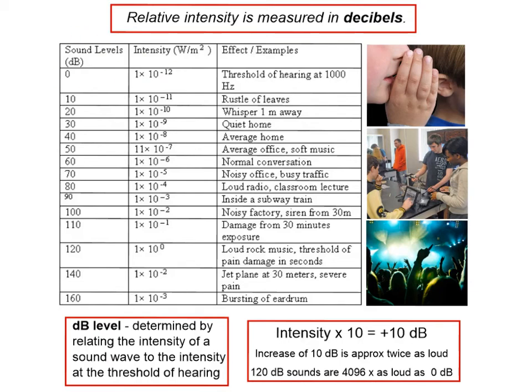And when we multiply the intensity by 10, we add 10 decibels to our decibel level. And so a difference of 10 decibels means that the sound is approximately twice as loud. Because the volume doubles each time the decibel level is increased by 10 decibels, sounds at the threshold of pain, down here at 120 decibels, are 4,096 times as loud as sounds at the threshold of hearing, 0 decibels.